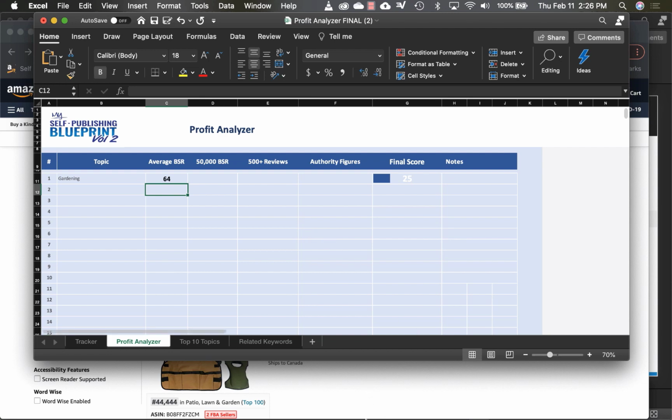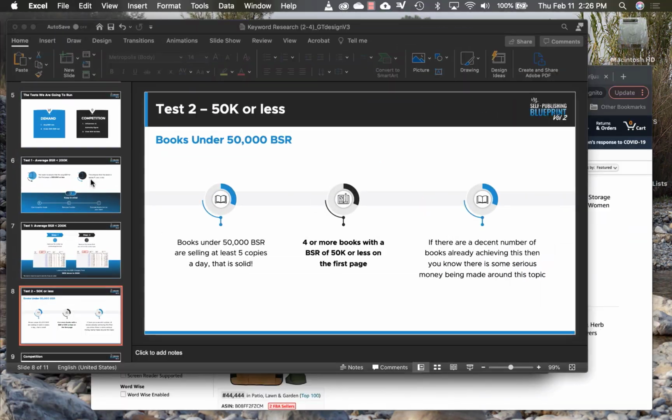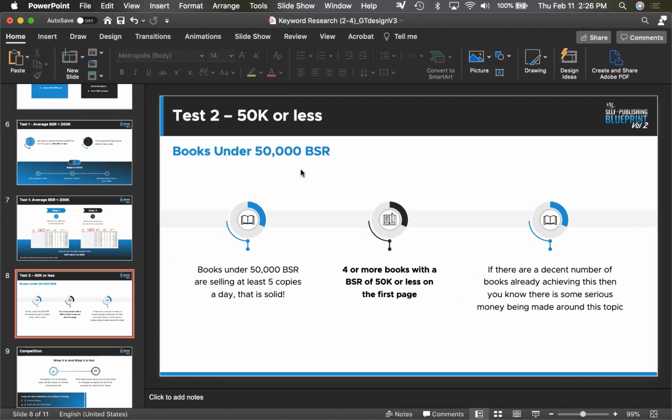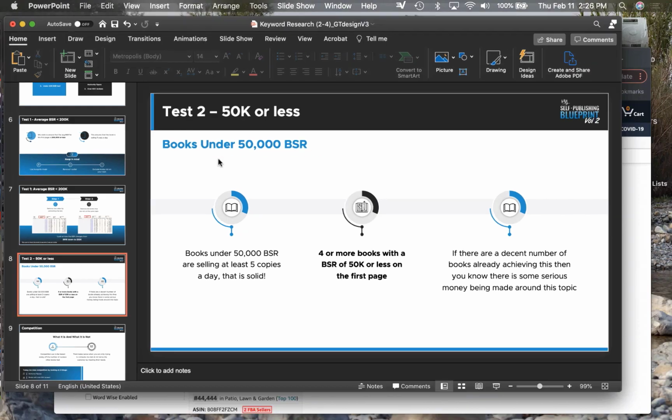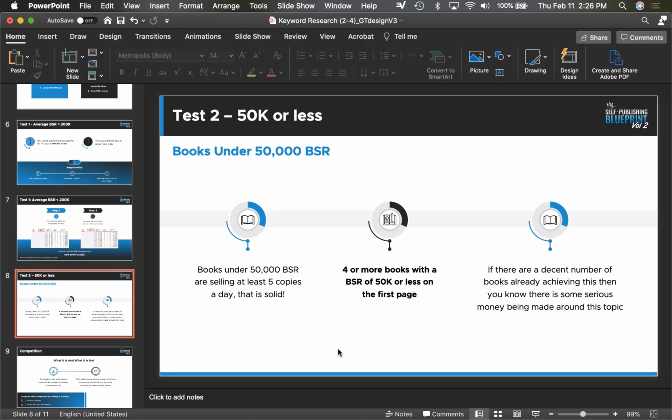So let's go to the second test. And that test is how many books are under 50,000 BSR, right? So books under 50,000 BSR are selling at least 5 copies a day. So that's super solid. 4 or more books with a BSR of less than 50,000 on the first page is a tremendous sign that there is really good money being made. It's a high demand niche, and that's exactly what we're looking for.